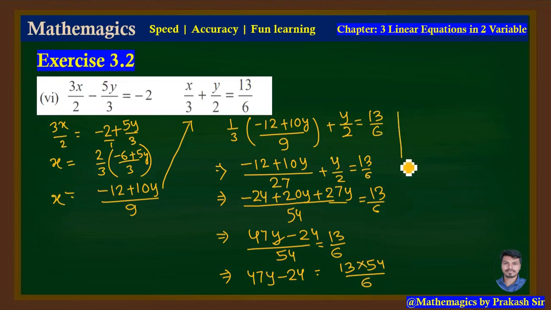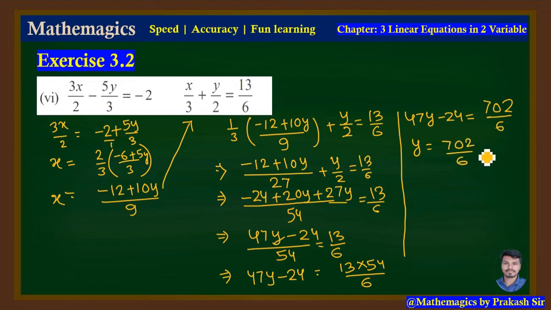Finally, some more steps are required. 47y minus 24 is equal to, it is coming 702 whole divided by 6. Then finally answer is coming, y is equal to 702 divided by 6 plus 24. Obviously we will be taking step by step, so I'm just writing 47y.